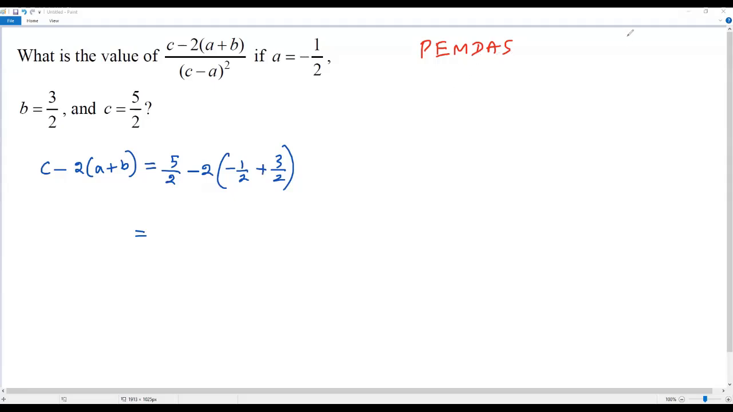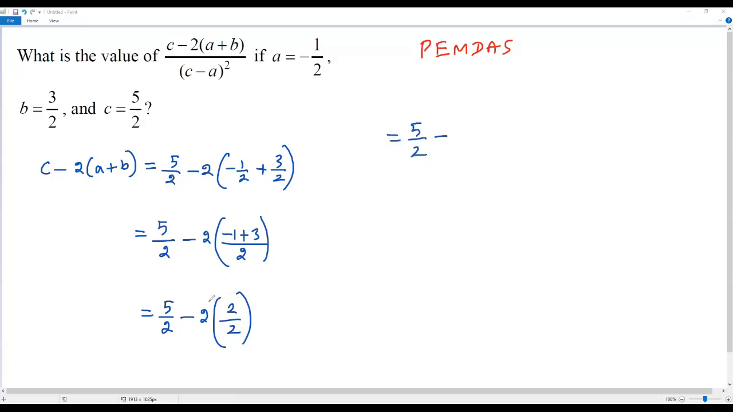In our numerical expression, we have parentheses, so first we have to do the parentheses. Let's do that. 5/2 negative 2 times. Inside the parentheses, we have addition of two fractions, and both have the same denominator. So we can take the denominator 2 in common, and add the numerators negative 1 and positive 3. The simplification of this is just 2/2. So we get 5/2 negative, and when I multiply this 2 by 2, it becomes 4/2.